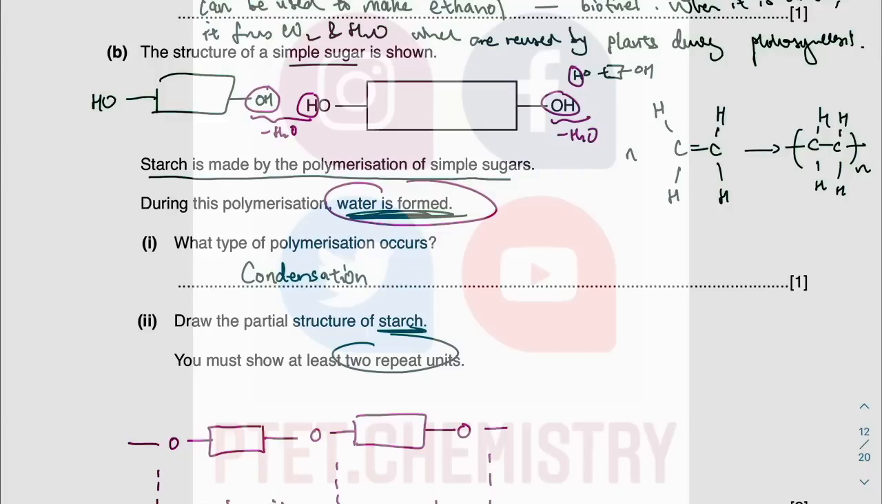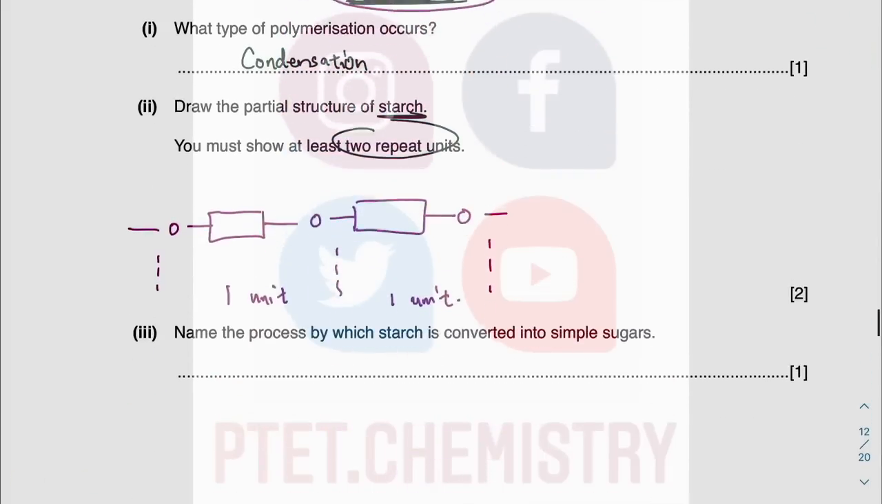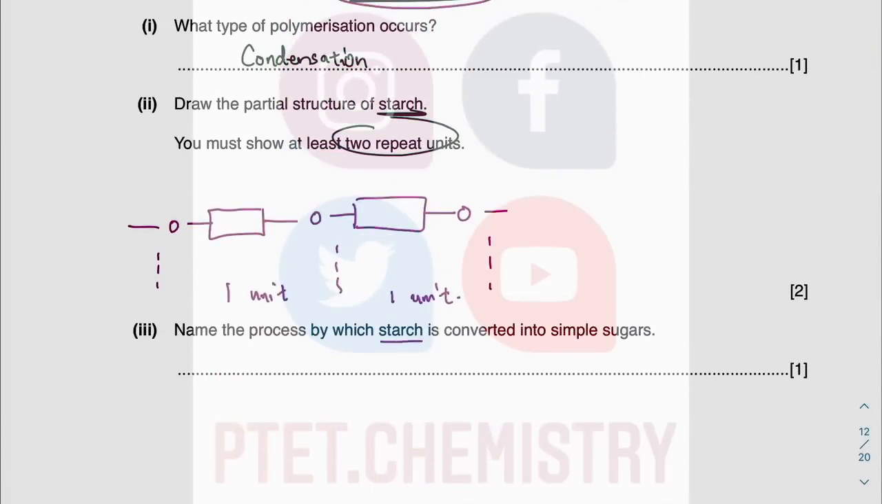Alright, and then you have got to show both open ends because they are no longer bonded to H or something else, because they are now part of the polymer. The starch is formed by polymer, so polymer has to be open chain, just like that, to show the continuation on either side. Now you want to convert starch into simple sugar, so this is breaking down of the starch into simple sugar.